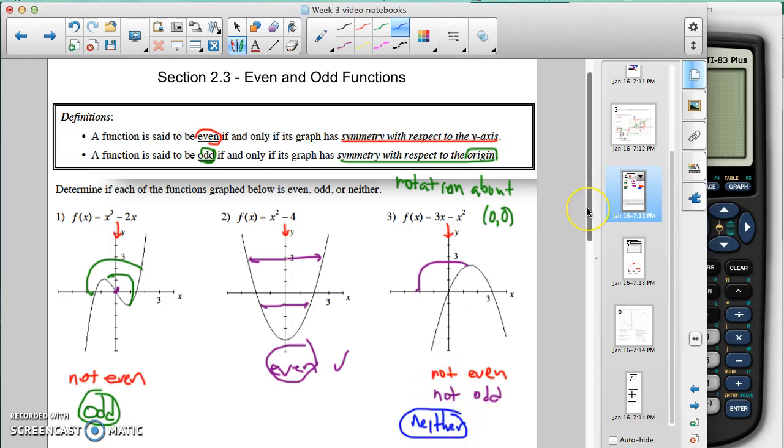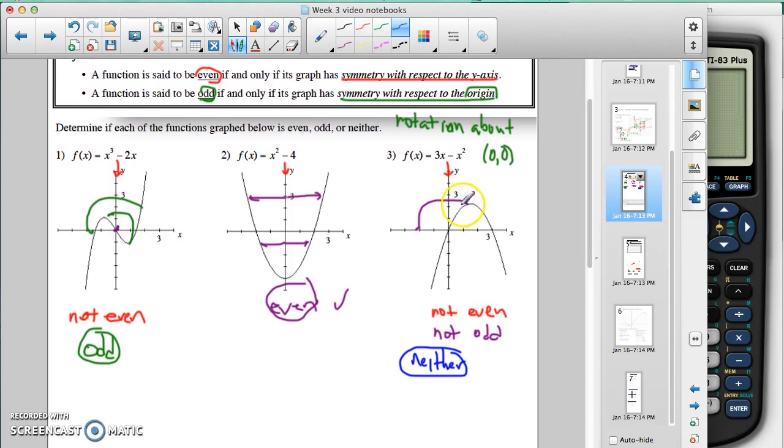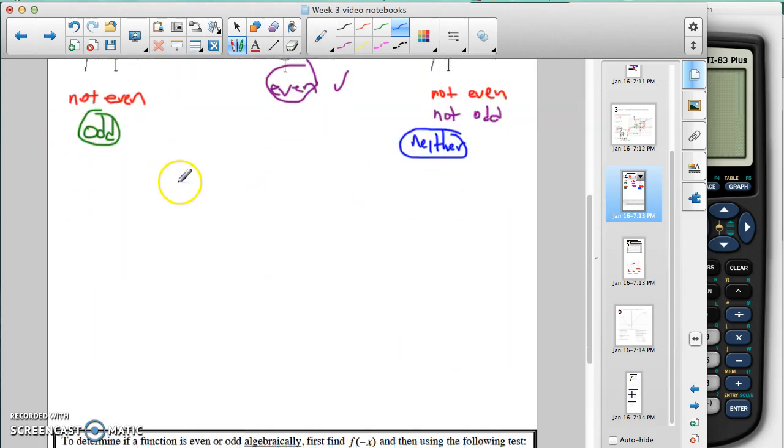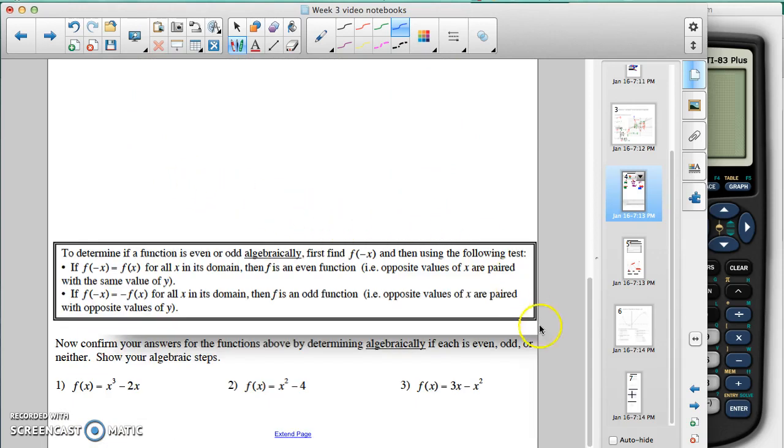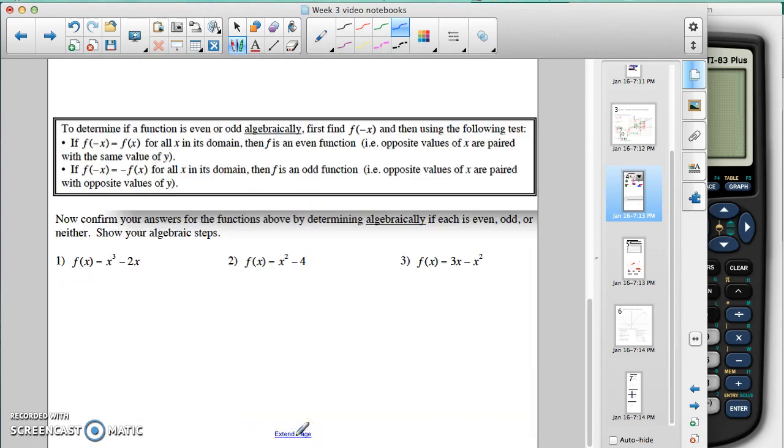Now let's take a look at these with respect to the equations themselves and test them out using the equations. If we're going to use the equations, then we're looking for whether the value of f of negative x, that means the opposite value of x, is going to be the same as the original function, or is it going to be the opposite? The opposite value goes in, and we see if we get the same function or the opposite function. If it gives you the opposite function, then it's odd. If it gives you the same, then it's even.